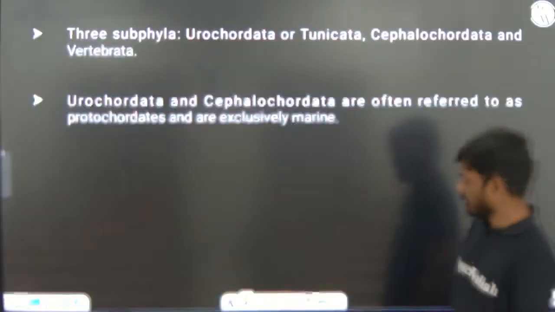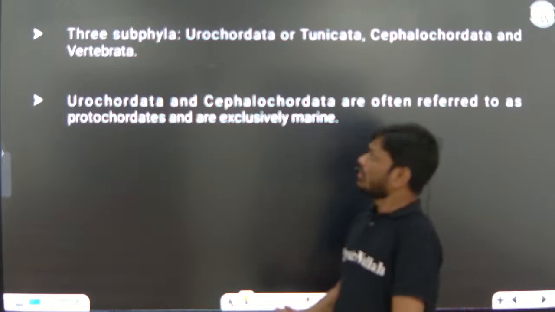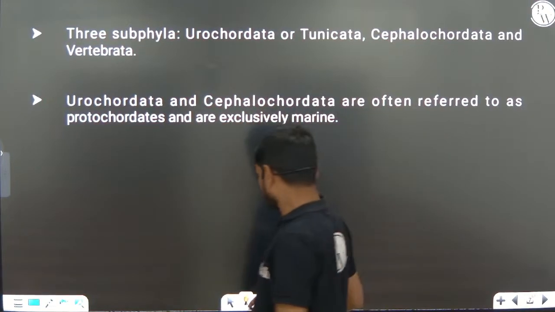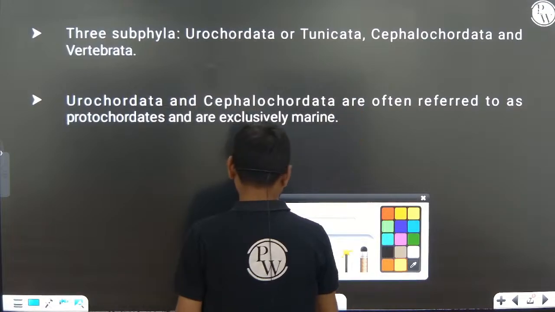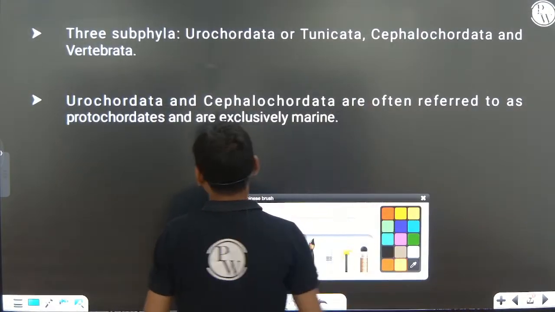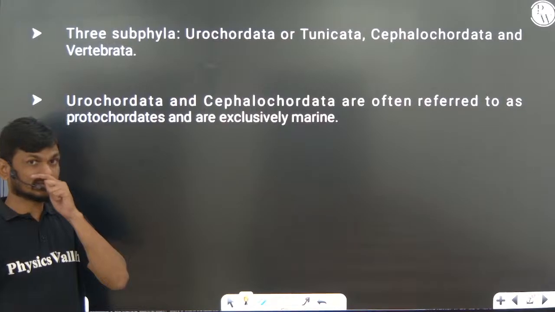Next one: Urochordata, tunicata, cephalochordata, vertebrata. What are these?